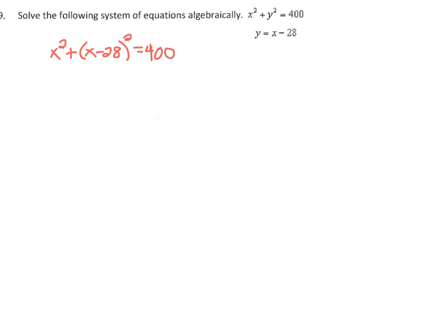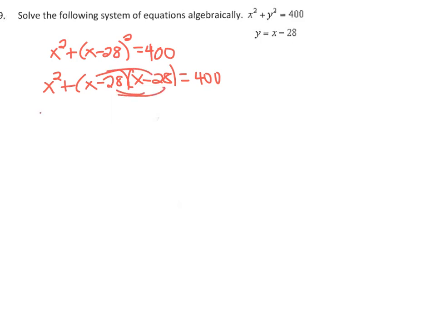Okay, so let's solve this. Now we have an equation with just x's in it, so we can solve it. So we'll bring down the x squared, and since we have the x minus 28 being squared, what that means is there's 2 of them being multiplied together. So we'll write it out twice, and we can double distribute.